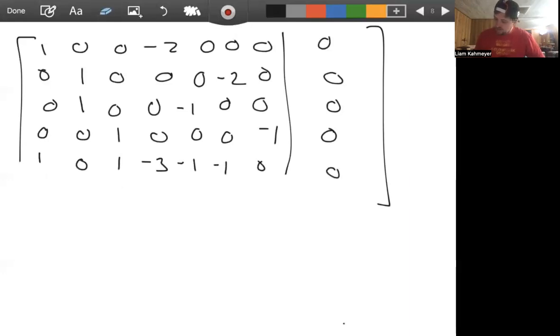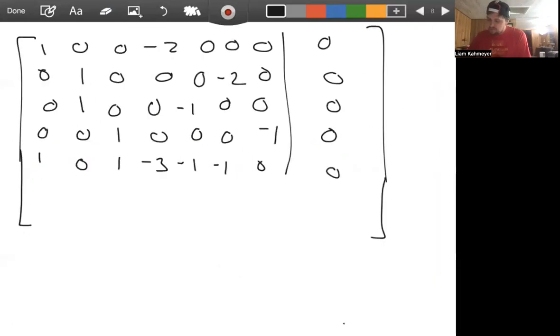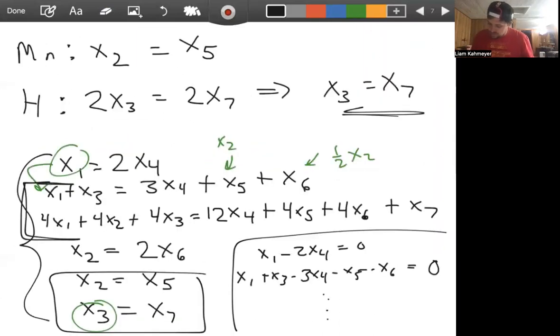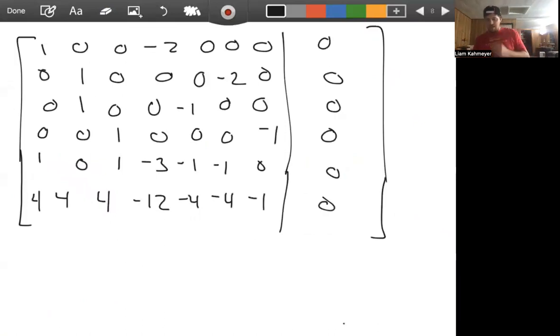And I realize this is slightly out of order. When I wrote them down, just going through the problem myself, I wrote them down in a different order than what I have here. So really what I've written over here is after you swap some rows around. Basically what I did was I wrote the complicated ones at the very bottom. So I just wrote those two at the very bottom, and then the last row here would be 4, 4, 4, negative 12, negative 4, negative 4, negative 1, 0.